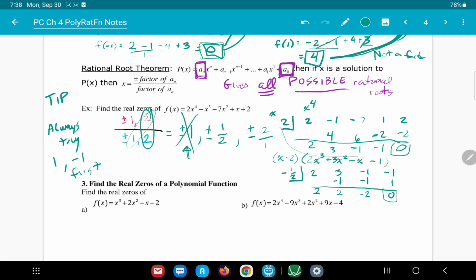So it turns out that -1/2 is also a factor. I'm going to go ahead and write it over here. We remember that we first divided by x minus 2. That's a factor. Now we have a new factor. It was x plus 1/2. And now our new polynomial becomes, look at those 2's.